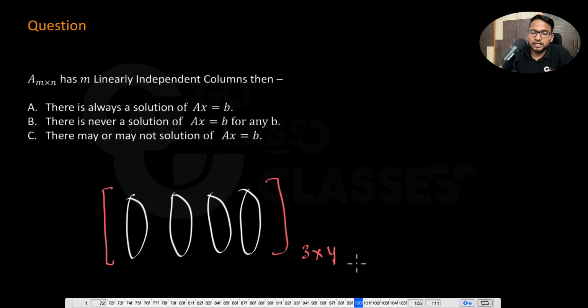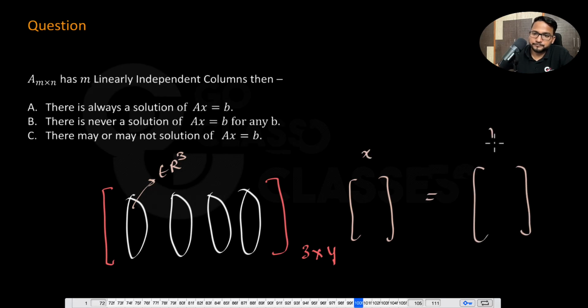So they are saying that you have 3 linearly independent columns in R3. Now, you have some X here, you need to find the X, and you have some B here. This is A. Now, what they are saying is that whatever A you take, you have R3, with 3 linearly independent columns, and you take whatever A you want, right? Now, for any B, is there always a solution for Ax equal to B? For any B, do you have the solution?